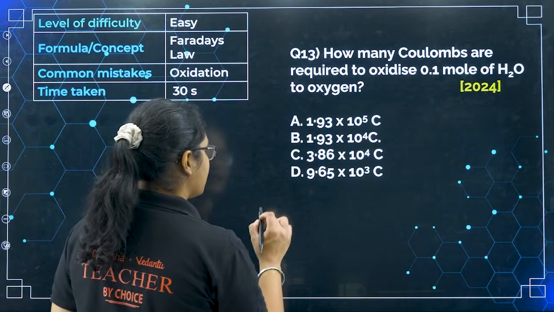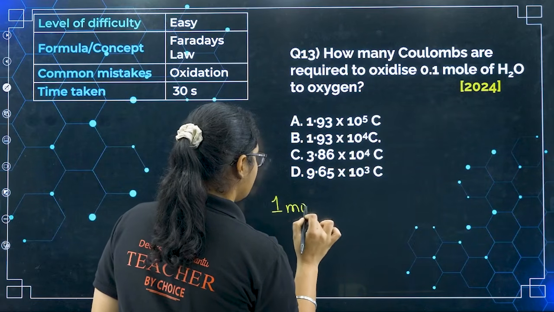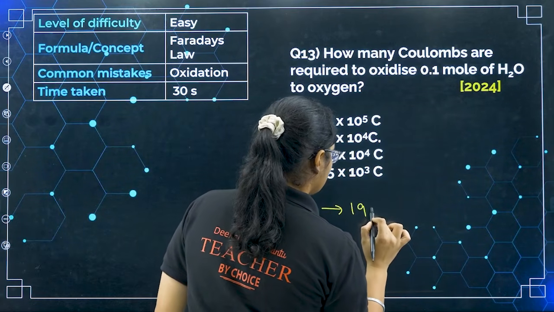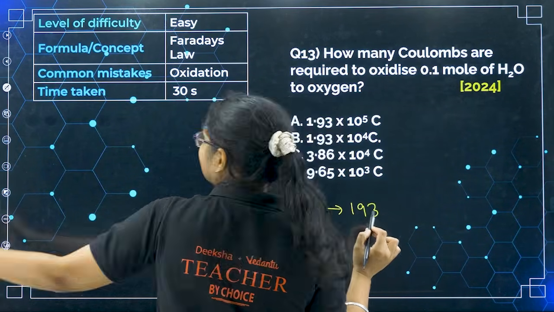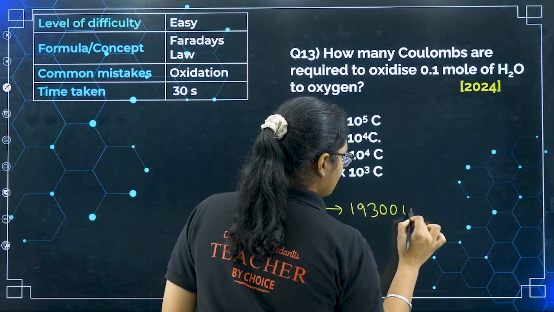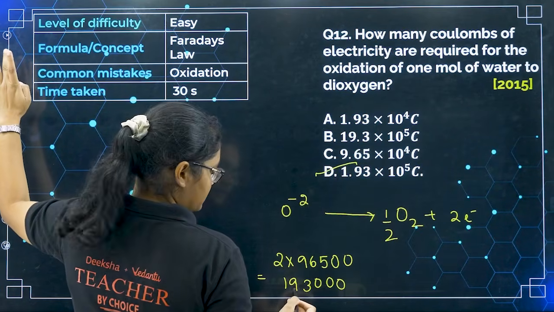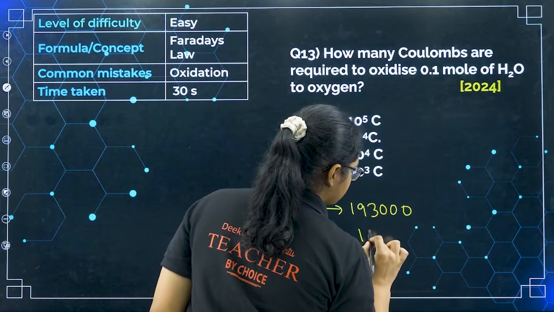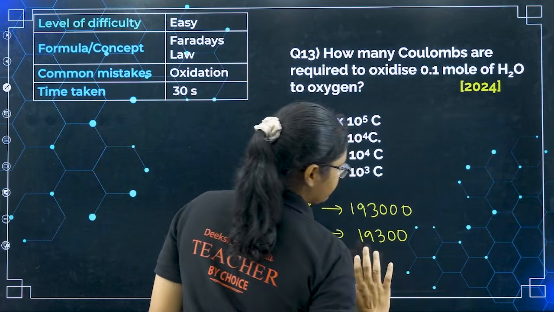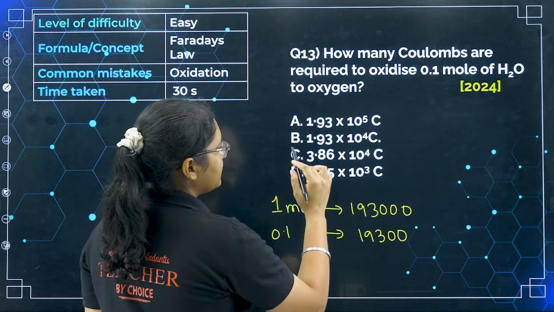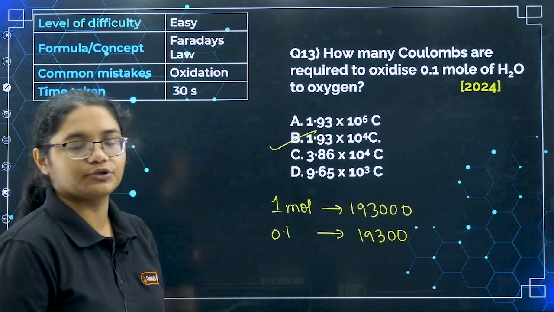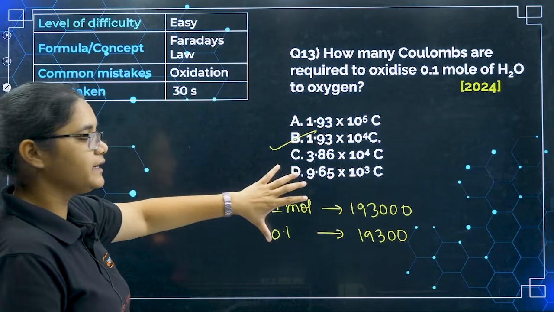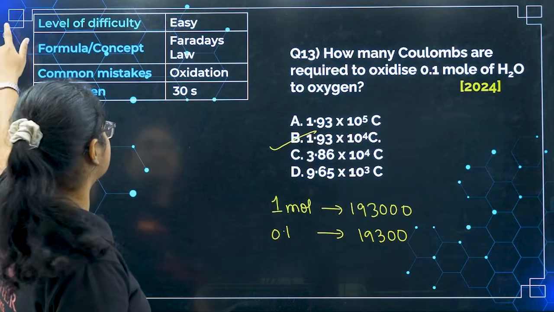So just now I have seen that for 1 mole, how much did I require? 193,000, right? That was there. Just let me check. Yes. For 0.1 mole, how much will I require? Just put a decimal here. This much I will require. So it is 1.93 into 10 to the power of 4. That is option number B. I am not solving it again. It is just like the previous question.